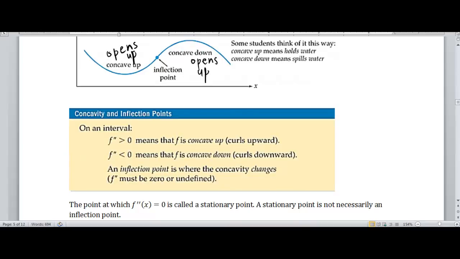If you remember, last time we did the first derivative, which tells us whether the original function f is increasing or decreasing, right? The second derivative tells us whether f is concave up or concave down.